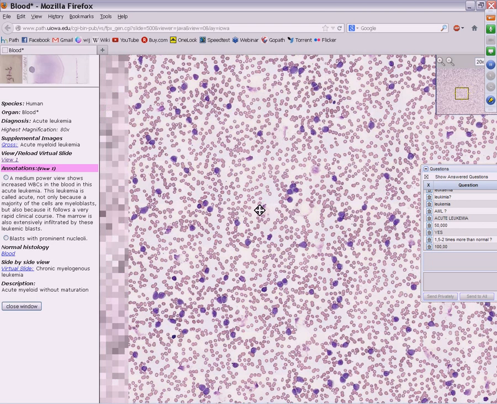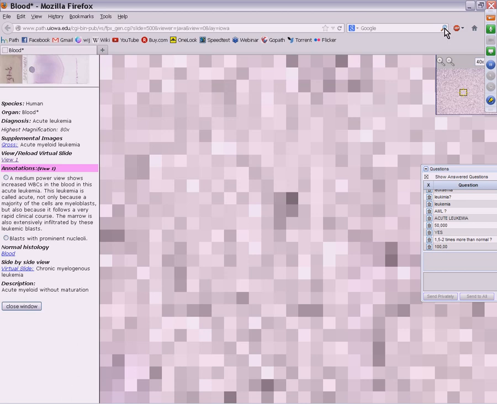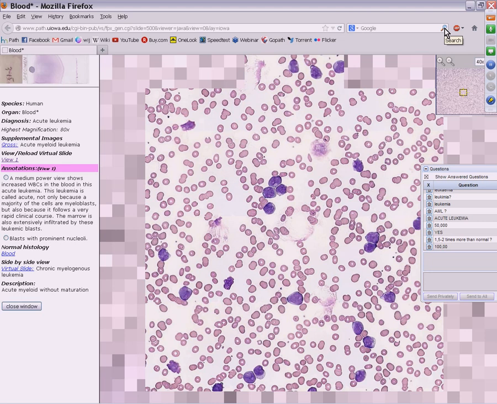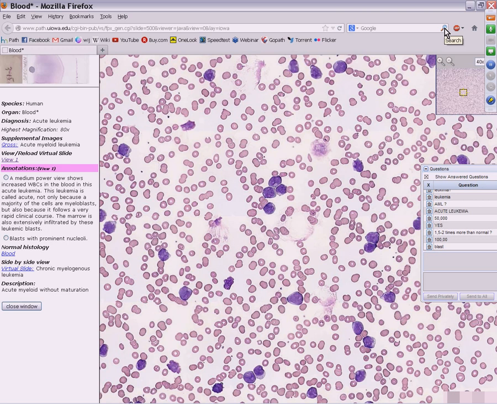What is almost every cell in that field? Does that cell have a nucleolus? These are all blasts, okay?